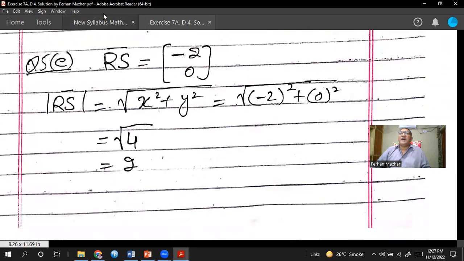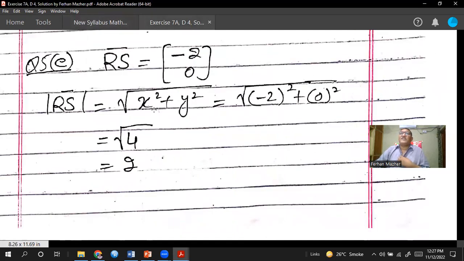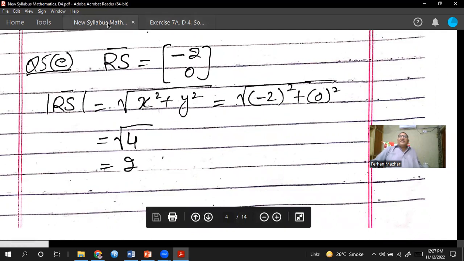Okay, so then we have the next part. The next part is E part, RS. RS is this one. This is the starting point. This is the end point. This is the tail of the vector. This is the head of the vector. So on the x-axis, I have moved 2 steps. On the y-axis, we have moved no step. So the x value will be -2 and the y value will be 0. So let me write here -2 and 0. So the magnitude will be -2 squared plus 0 squared and square root of the whole thing. That will be the square root of 4 and that will be 2. So this is how you will find the RS.